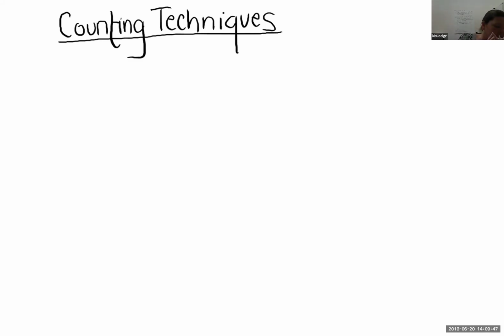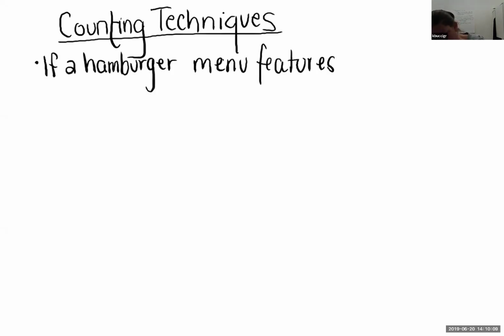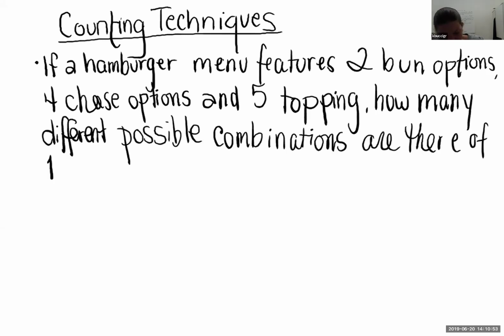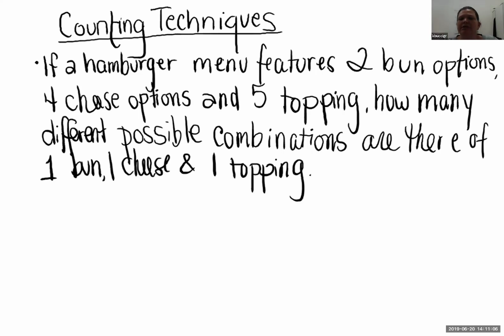Here we go. Let's talk about counting. First of all, what kind of problems are we talking about? We're talking about if you say something like, if a hamburger bar features 2 bun options, 4 cheese options, and 5 topping options, how many different possible burger combinations are there of 1 bun, 1 cheese, and 1 topping? So you can see why I say this is not just simple as counting 1, 2, 3, because we're looking at combining things and mixing things up, and we've got different numbers of certain things, and how are we going to choose them? And so, there's a little bit of complexity here. So these are the kind of problems we're going to be looking at.